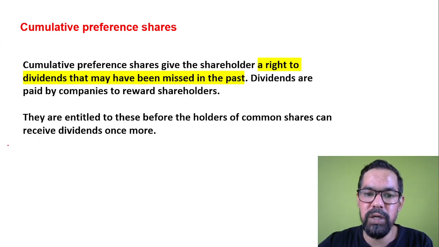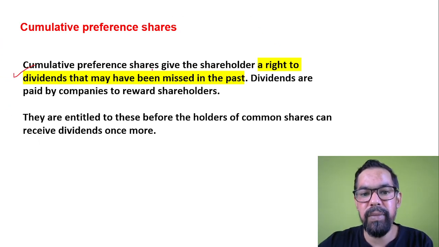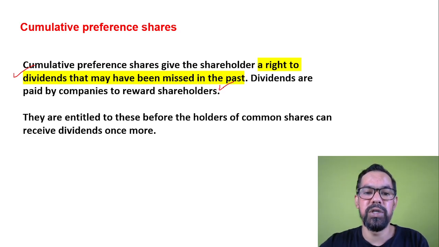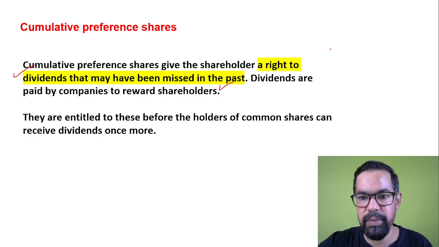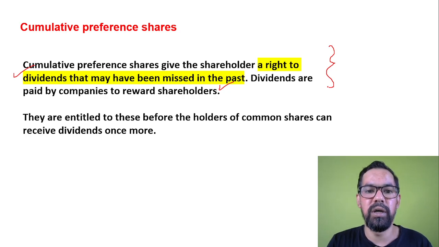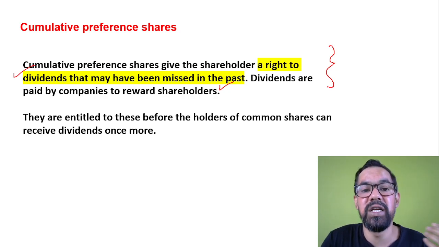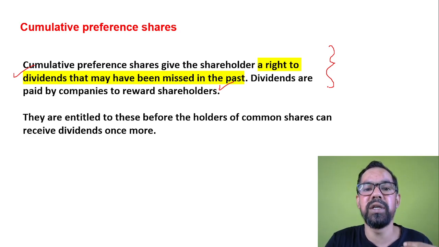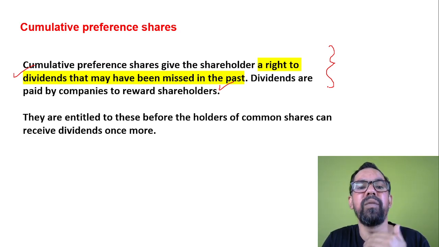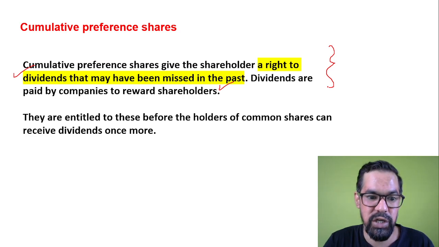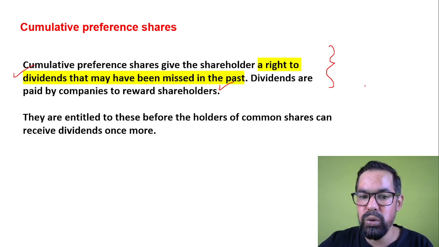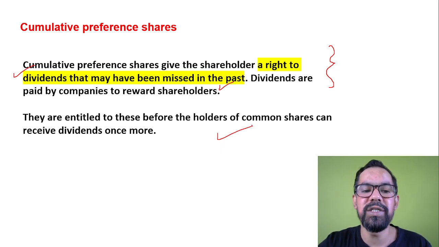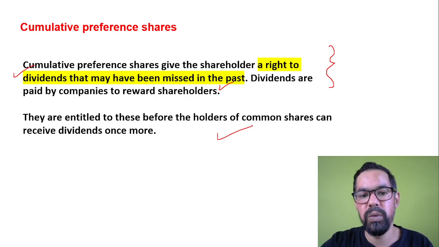Okay, so first one is cumulative. Cumulative preference shares give the shareholder a right to dividends that they may have missed in past years. As we took an example earlier, let's say there is a dividend for financial year 2021, and the shareholders missed that one, so the company will give it in the current financial year. Okay, so they are entitled to those before the holder of common shares can receive dividends.